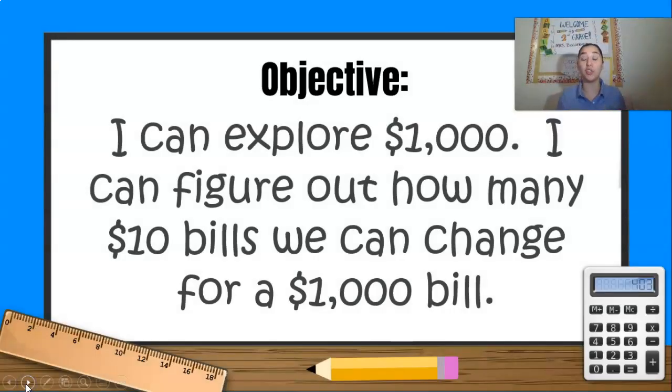Now, what are we going to do? The objective for the day. By the end of the lesson, I can explore $1,000. I can figure out how many $10 bills we can change for a $1,000 bill. Remember, there's not a $1,000 bill, but we can count several bills to get to 1,000. Your turn to say the objective. Yes, boys and girls, we can figure out how many $10 bills we can change for 1,000.